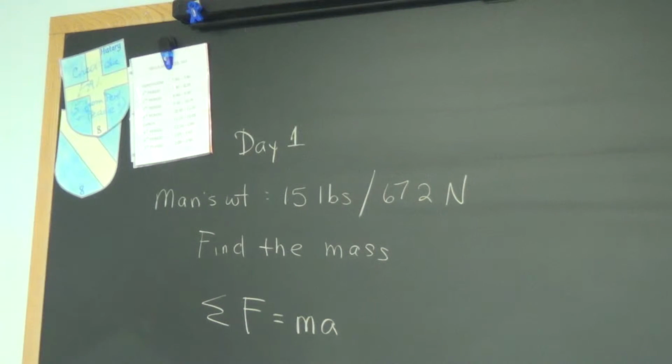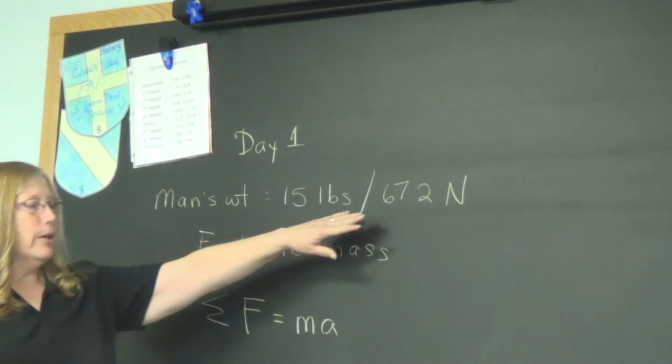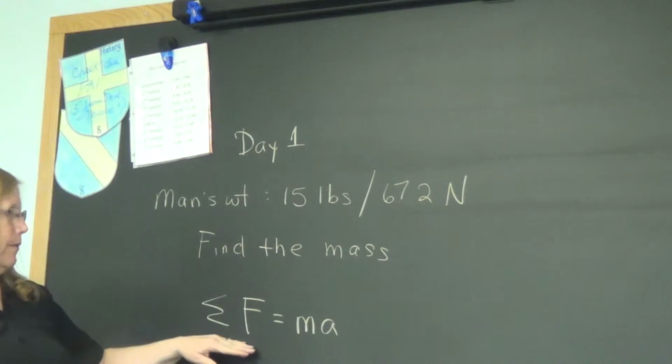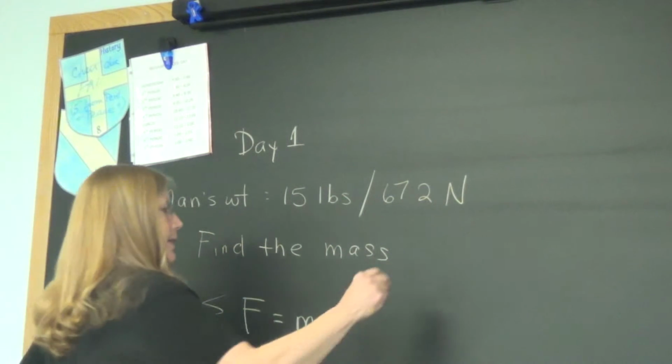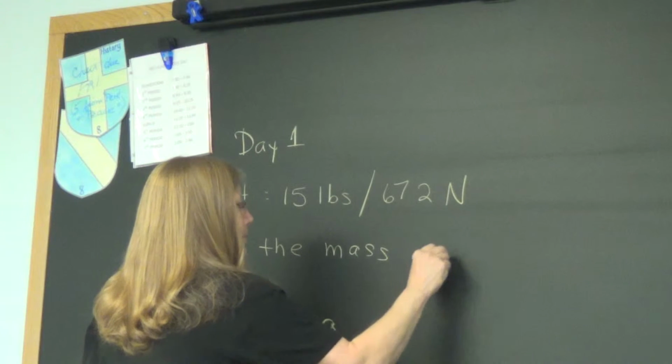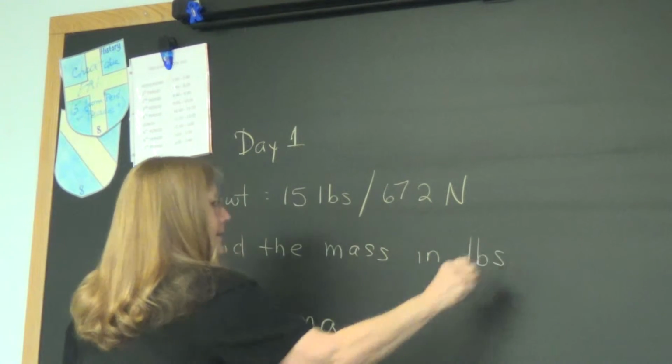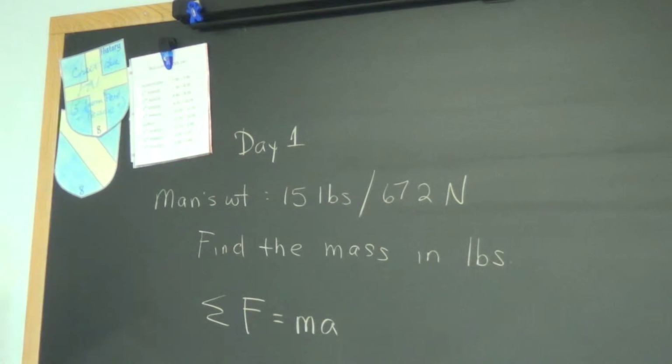So taking the sum of the forces equals ma. Remember, weight is a force. When you're standing on a scale, you are exerting a force on it. So these numbers will go in this equation under force. Let's do the mass first in English, so in pounds. We'll do it first in pounds. Find the mass in pounds.